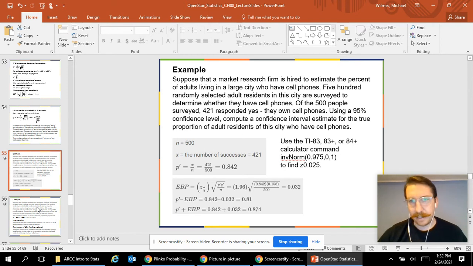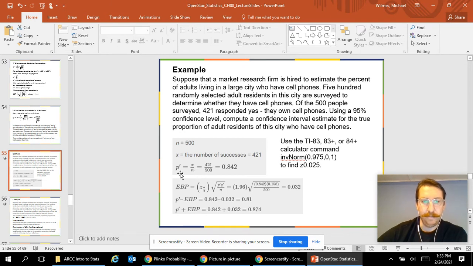All right, so let's go back to our example. We're looking at a city, and we're looking at 500 people. 421 people have a phone. The first thing we do is calculate the chance for success. We take all the successes over the total, so 421 over 500, 0.842. That's going to be very important. That's our chance for success. And we want to find a 95% confidence level for the whole city. We want to be able to say that we're 95% sure that between 70 and 90% of the people have a phone.